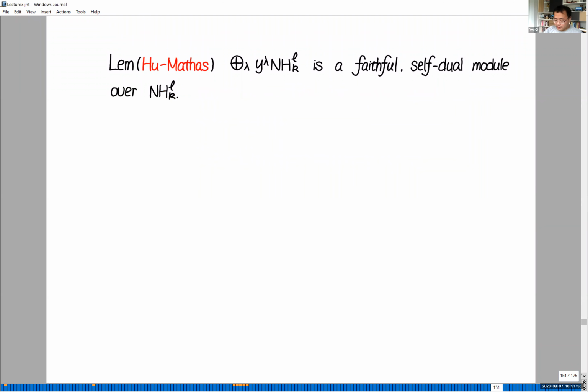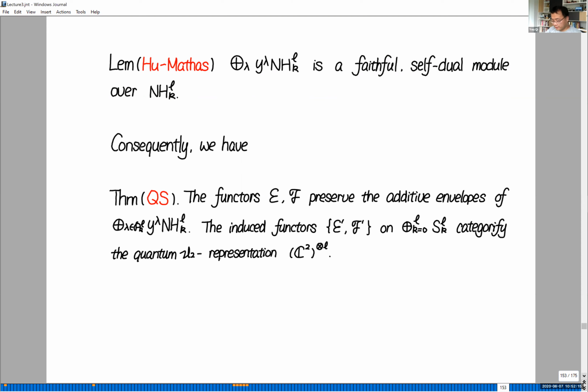So a key lemma of Hu and Mathis is that this collection of modules is always faithful and self-dual, satisfying both conditions we required earlier in the abstract context of the corresponding modules. And consequently, these functors E and F preserve the additive envelope of this collection of right modules, and the corresponding induced functors categorify the quantum SO2 representation C2 tensor L.